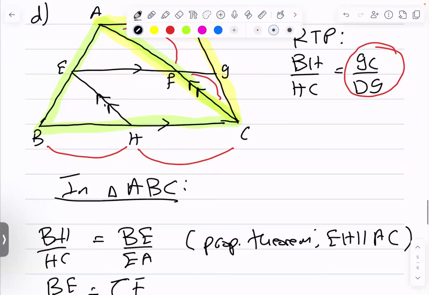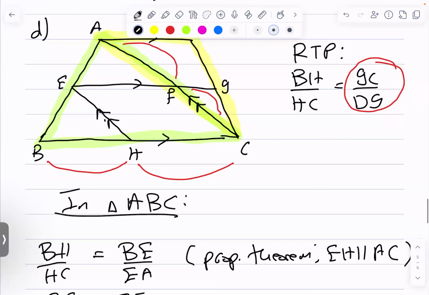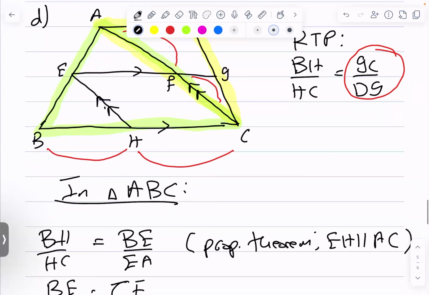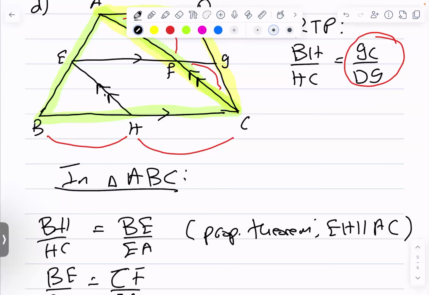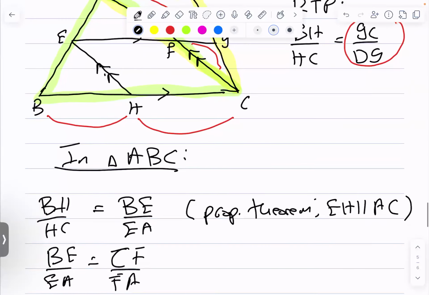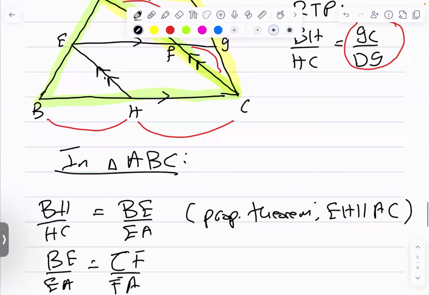What I get is that the question is asking us to prove that BH over HC is equal to DC over DG. So I believe that she starts by relating BH over HC to BE over EA. Then when she relates BE over EA to CF over AF, we can relate.